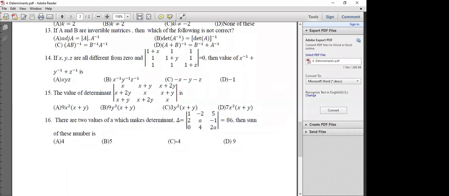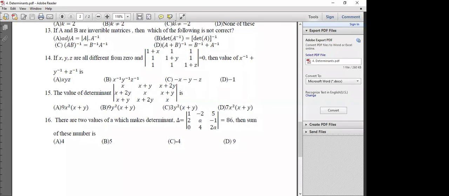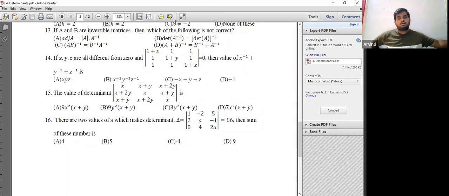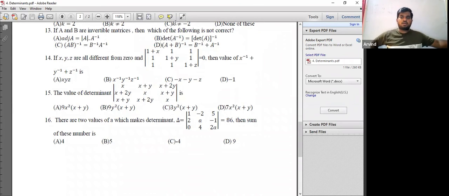Sir, -1. -1 is an option. 1 by x plus 1 by y plus 1 by z plus 1 is equal to 0, that's what comes. Therefore, if we take the plus 1 to the other side, we get -1. Yeah, that's correct. -1 is correct.